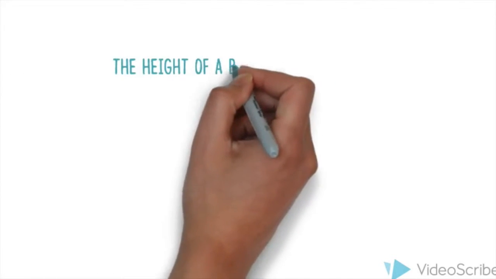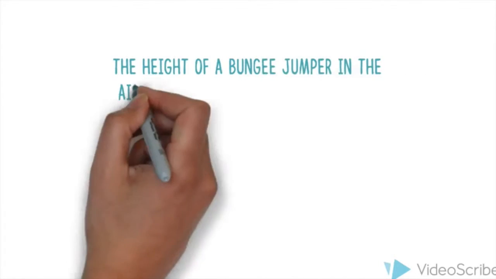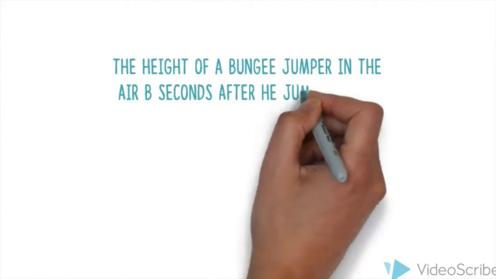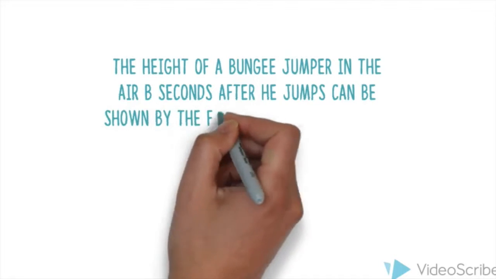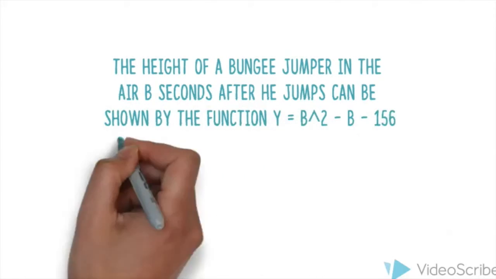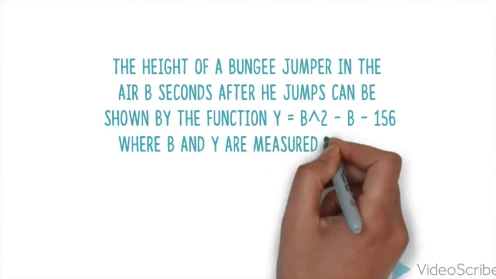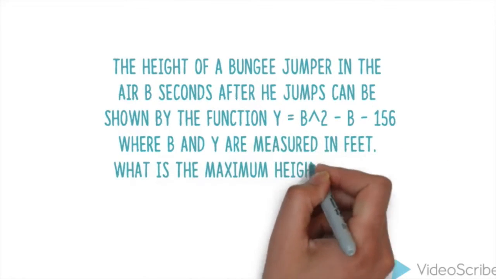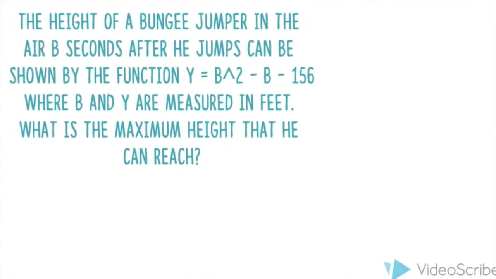Problem number 2. The height of a bungee jumper in the air b seconds after he jumps can be shown by the function y equals b squared minus b minus 156, where b and y are measured in feet. What is the maximum height that he can reach?